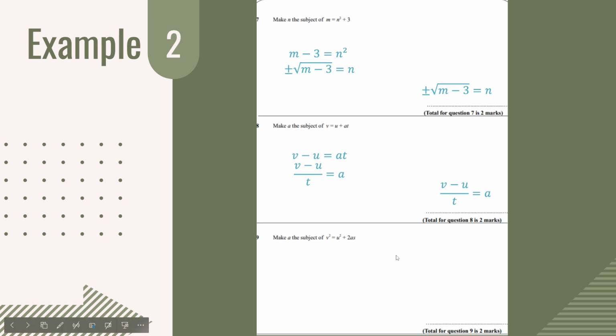Finally, for our third question, make a the subject of v squared equals u squared plus 2as. First, we minus u squared to get v squared minus u squared equals 2as. And as we did before, we need to get rid of the 2 and the s, so we simply divide by 2s. So our final answer would be v squared minus u squared, divided by 2s, equals a.